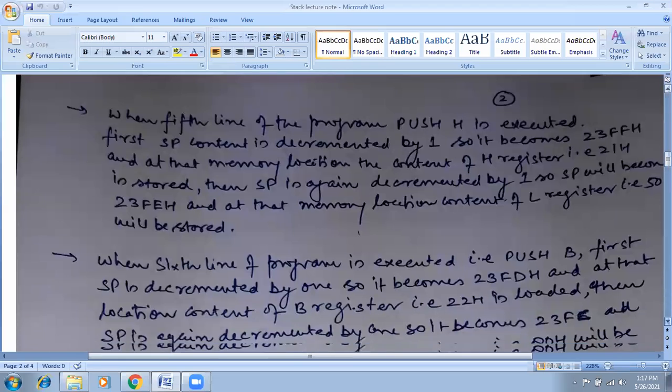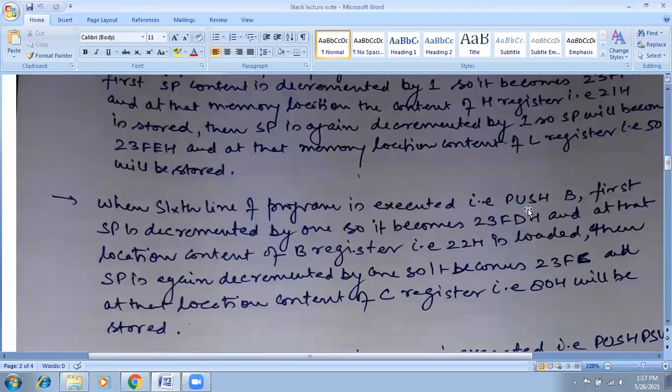Now, when the sixth line of the program is executed, that is PUSH B, first SP is decremented by 1 so that it will become 23FD. And at that location, the content of the B register, that is 22H, is loaded. Then SP is again decremented by 1 so that it will become 23FC. And at that location, the content of the C register, that is 80, will be stored.